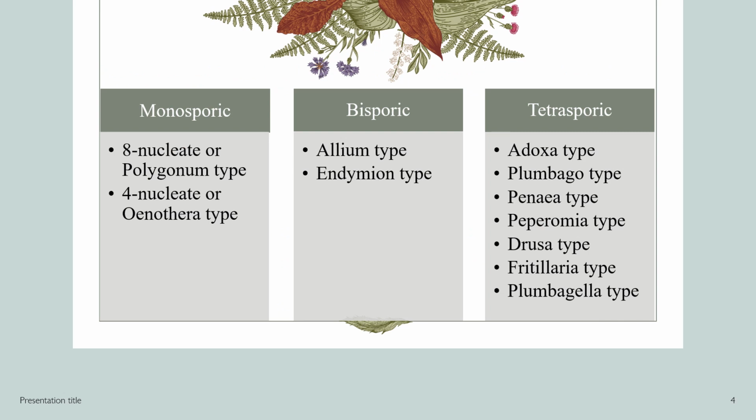Monosporic, where only one megaspore participates in the formation of the embryo sac, has two types: 8 nucleate, or Polygonum type, and 4 nucleate, or Oenothera type. Similarly, bisporic, where two megaspores participate, we call Allium type and Endymion type. Then tetrasporic, where all 4 megaspores participate: Adoxa type, Plumbago type, Penaea type, Peperomia type, Drusa type, Fritillaria type, and Plumbagella type.